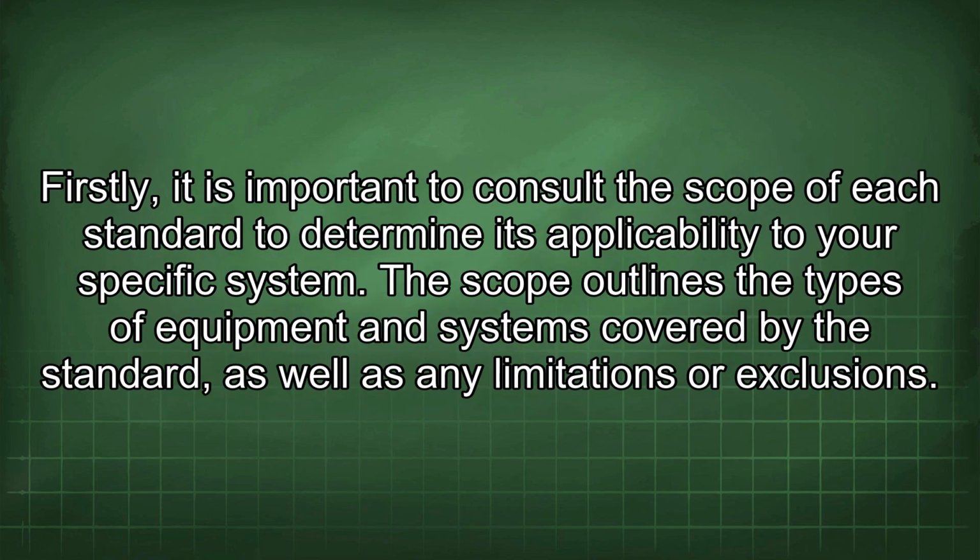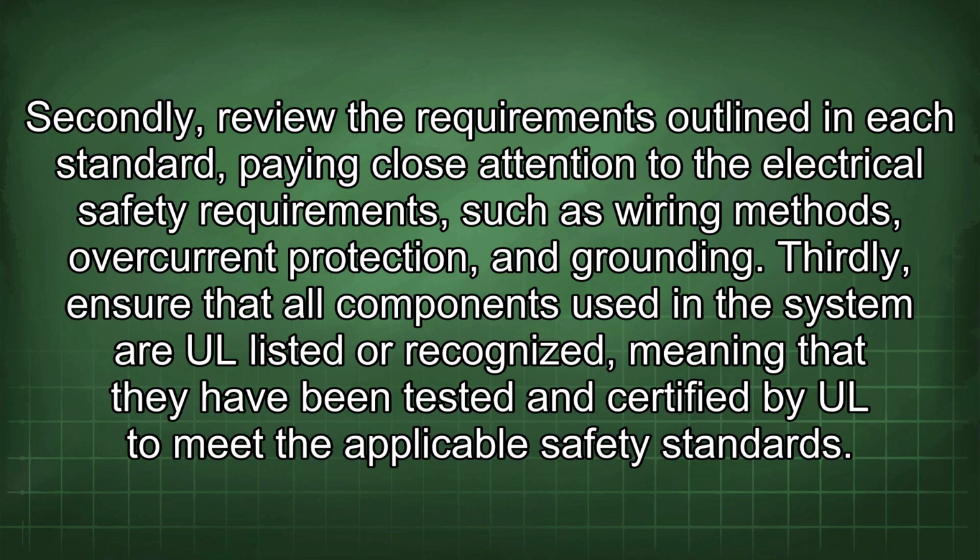Firstly, it is important to consult the scope of each standard to determine its applicability to your specific system. The scope outlines the types of equipment and systems covered by the standard, as well as any limitations or exclusions. Secondly, review the requirements outlined in each standard, paying close attention to the electrical safety requirements such as wiring methods, overcurrent protection, and grounding. Thirdly, ensure that all components used in the system are UL listed or recognized, meaning that they have been tested and certified by UL to meet the applicable safety standards.